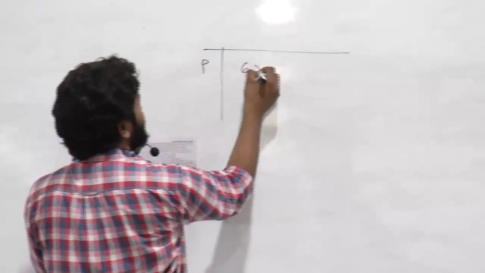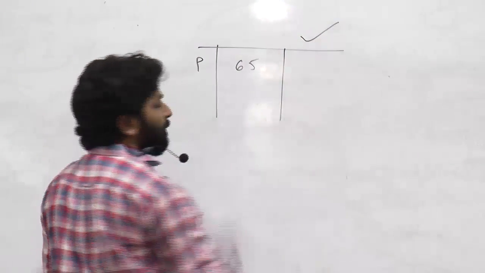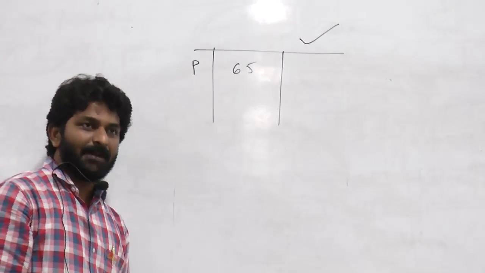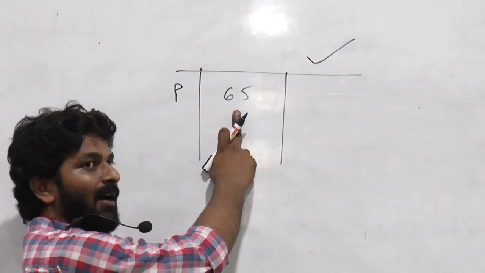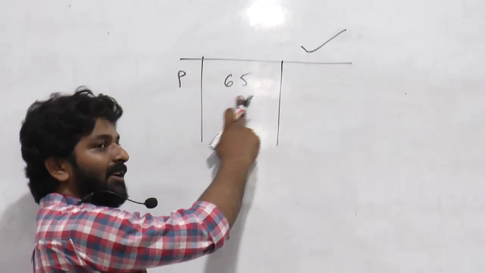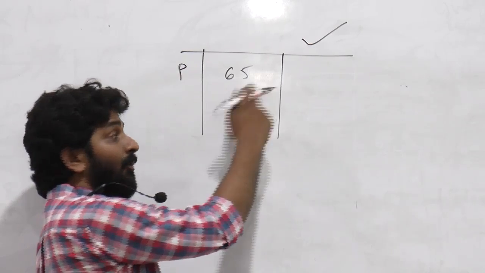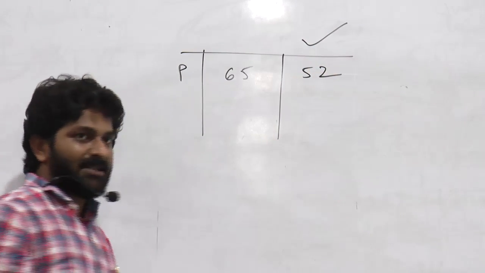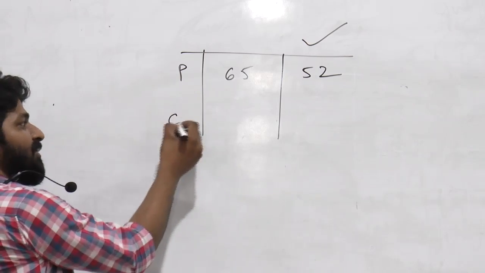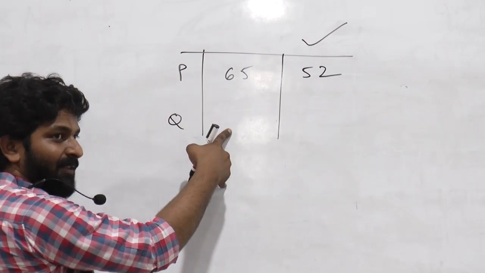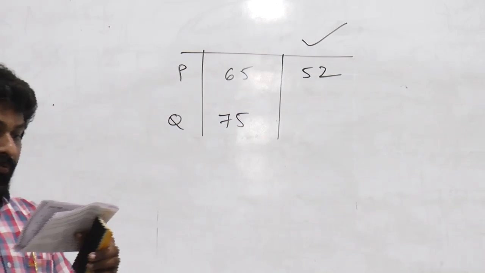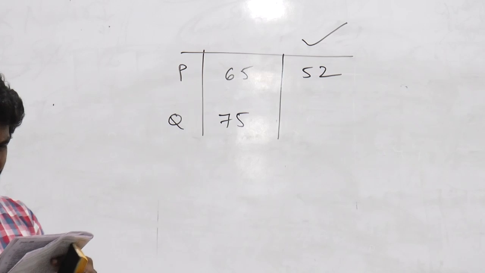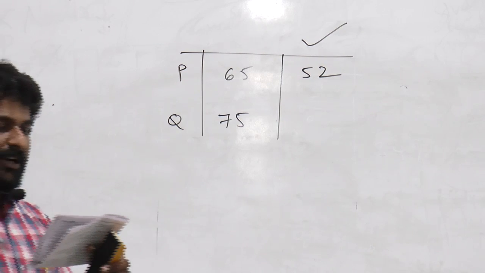From P, we have 65 students and those who passed are 80%. How do you get 80%? Subtract 20%. How much is 20%? 10% is 6.5, so 20% is 13. Subtract 13 from 65, you'll get 52. So 52 passed. And the number of students in Q is 10 more than 65, so that is 75. And how many passed here? 4 fewer students passed.